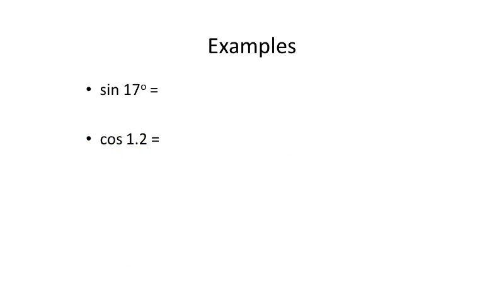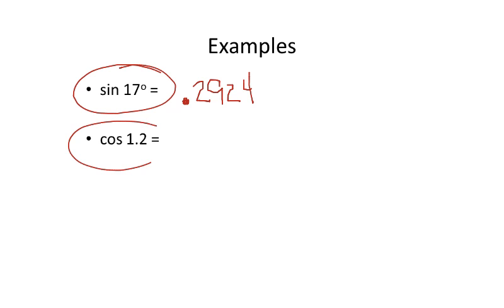With these, we're just evaluating the sine of 17 degrees and cosine of 1.2 radians. You will want to make sure that your calculator is in the correct mode. Here it needs to be in degrees, so make sure your calculator is in degree mode, and then type in the sine of 17, and you should get 0.2924. Here, change your mode to radians, and then type in cosine 1.2, and you should get 0.3624.